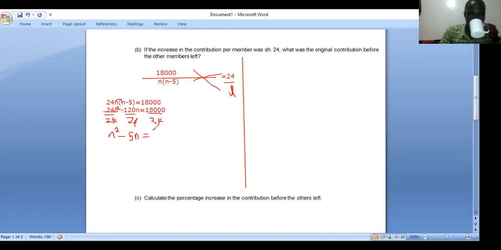So this is 750. Therefore, n squared minus 5n is equal to 750. Meaning that if I take this 750 to this side, it will be n squared minus 5n minus 750. If 750 crosses the equal sign, what would remain on the other end is 0.